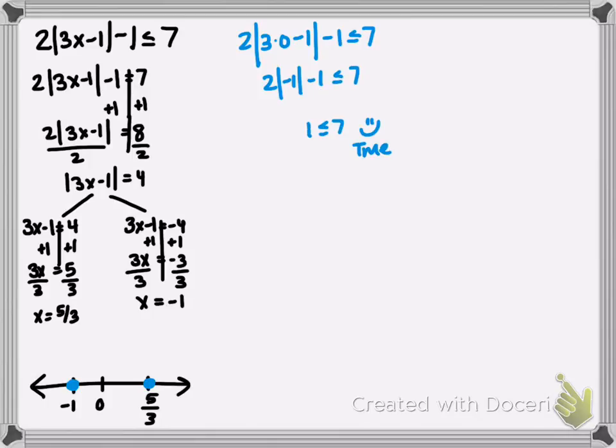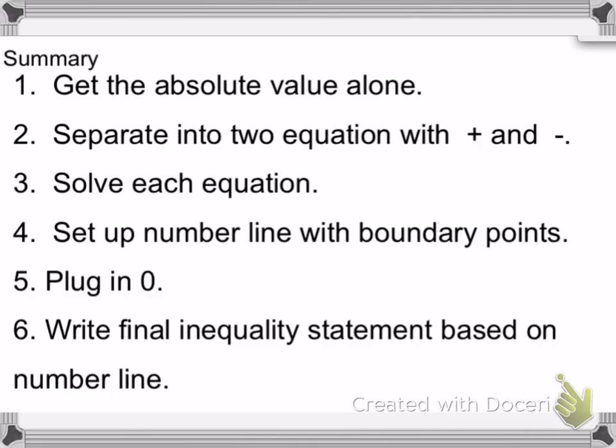That's true. So since that's true, we shade the side with 0, which is the inside. So let's do that. And then I have to write my inequality. So negative 1 is less than or equal to x, which is less than or equal to 5/3. So the one inequality for the one shaded area where x is in between your 2 boundary points. Okay? There's kind of a lot happening here, so let's go ahead and draw a line and write some steps down, and we'll talk through that.